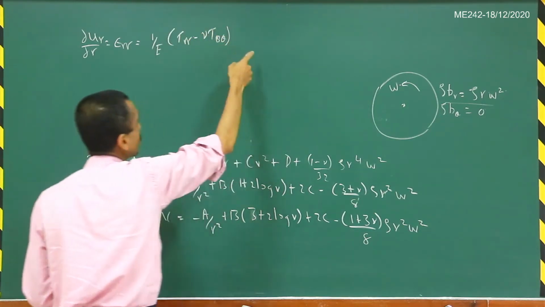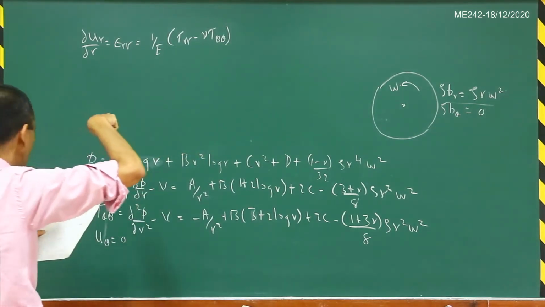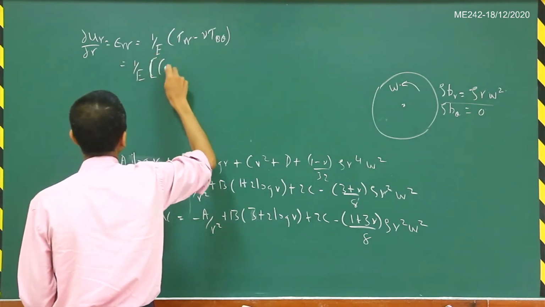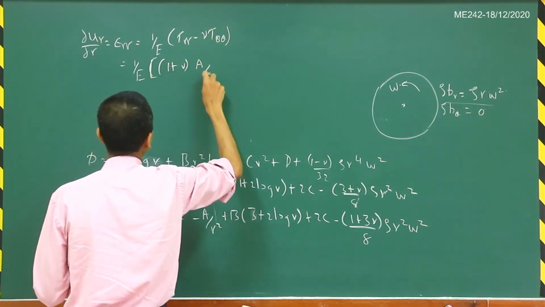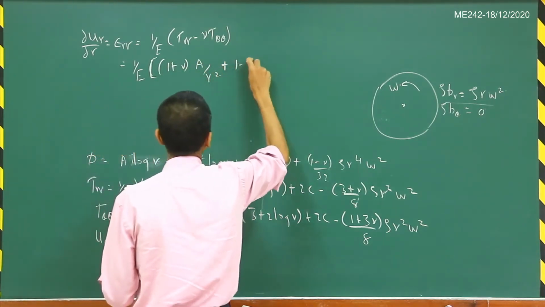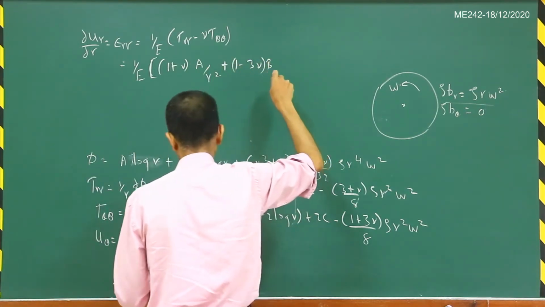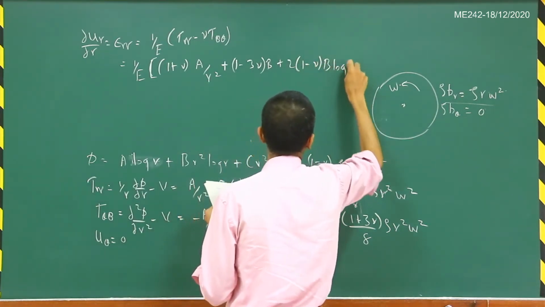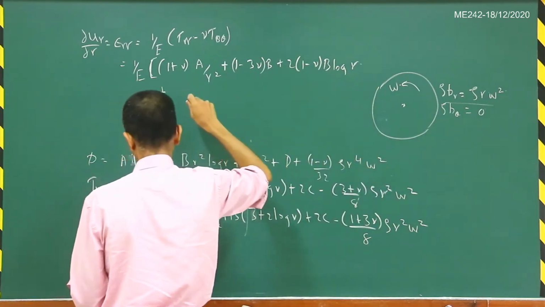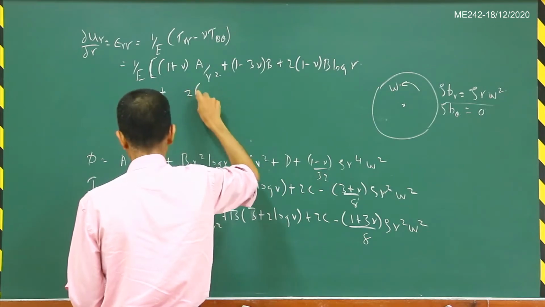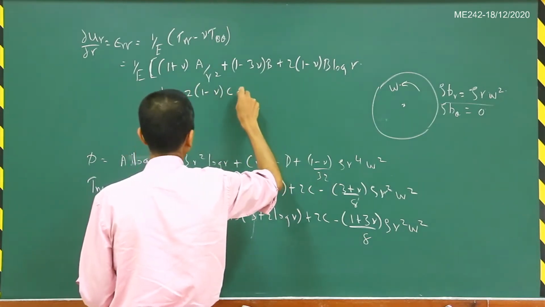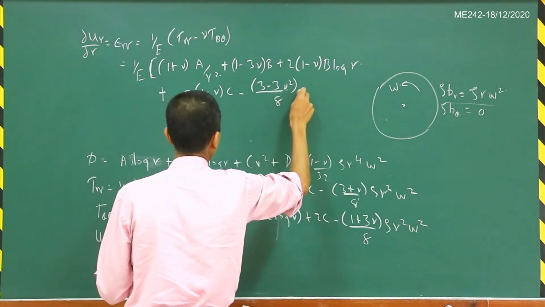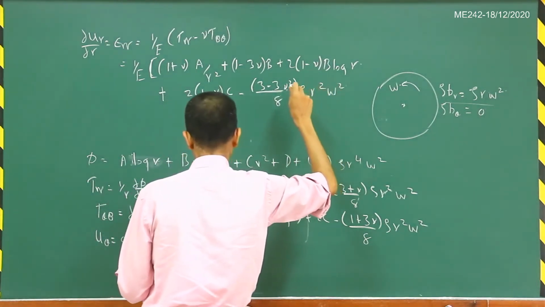Because we are assuming plane stress, the tau z component is 0. So this is equal to 1 by t of (1 plus mu) times a by r square, plus (1 minus 3 mu) times b, plus 2 into (1 minus mu) times b log r, plus 2 into (1 minus mu) times c, minus (3 minus 3 mu square) divided by 8 times rho r square omega square.